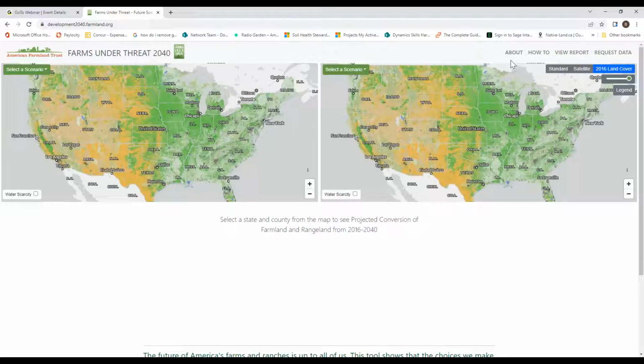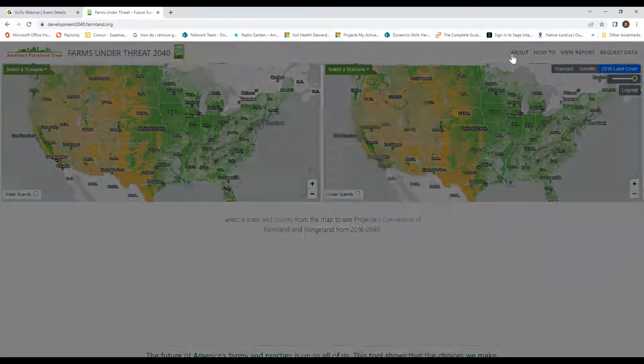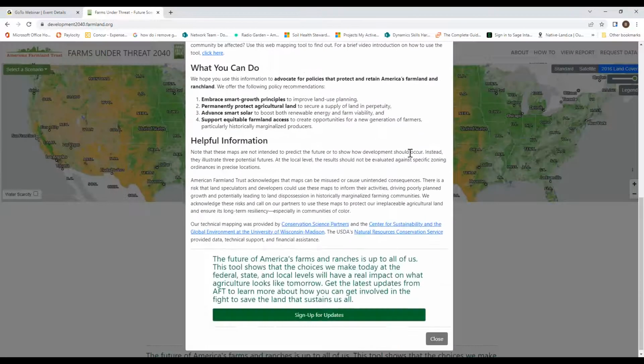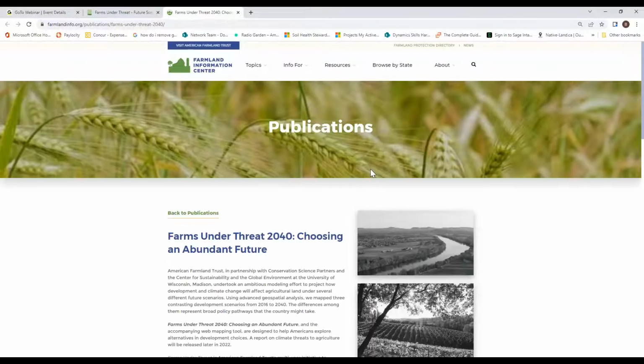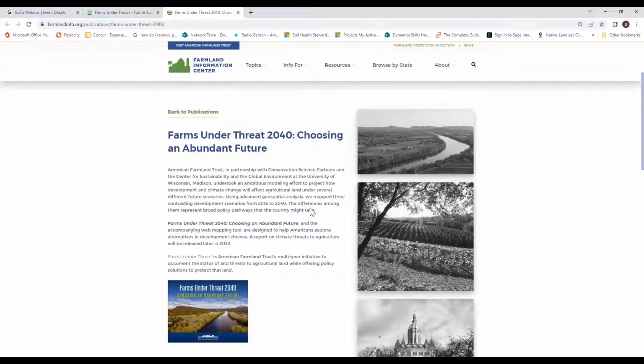Let's talk about the upper right-hand corner for a minute while we're already focused there, and the other tabs that are up there. That About tab just takes you back to that cover page. Next to that, you'll see a How-To tab. That takes you to a 5-minute video that explains how to use the various data layers in the scenario. Next to that, you see the View Report tab. That takes you directly to our Farmland Information Center.